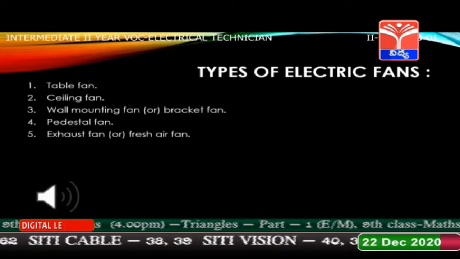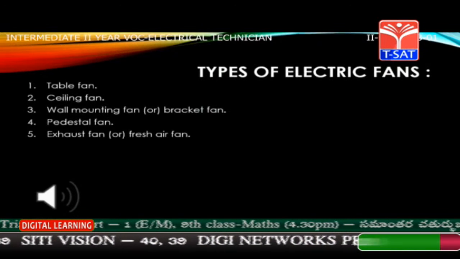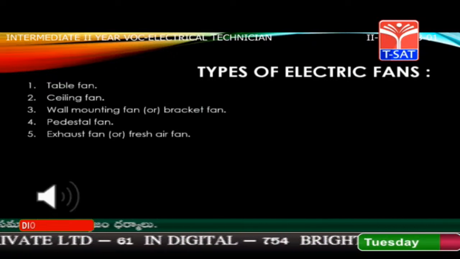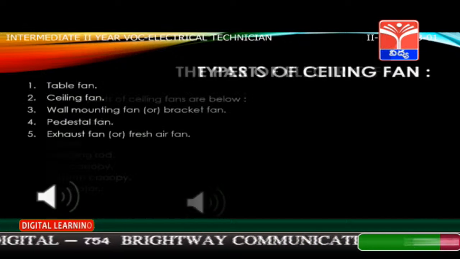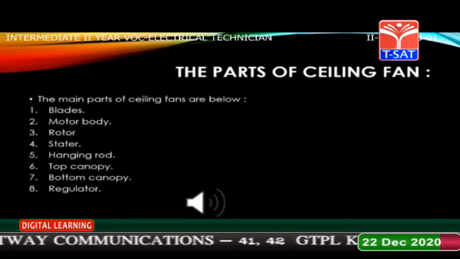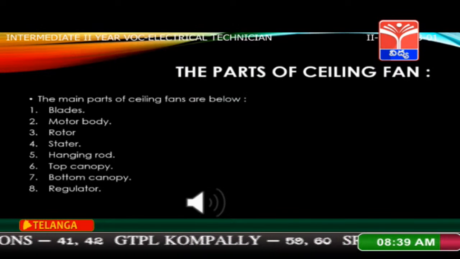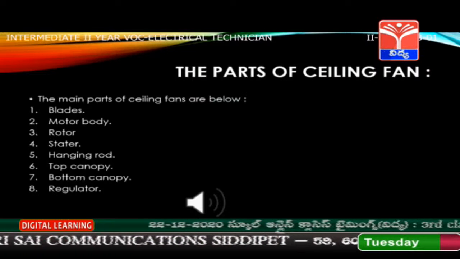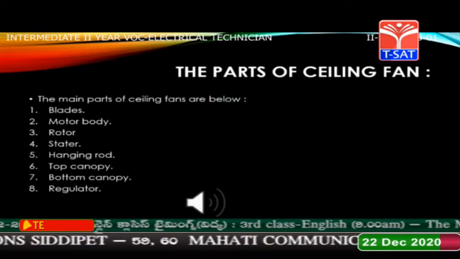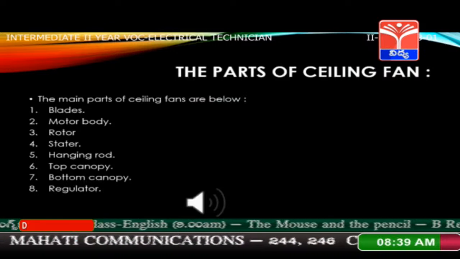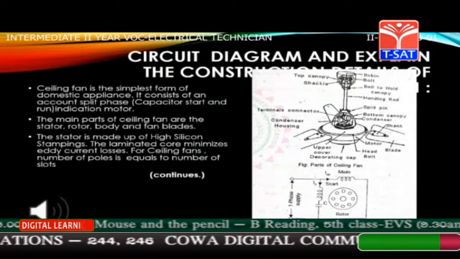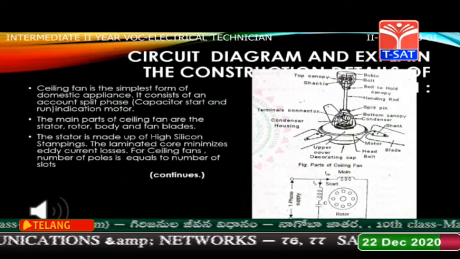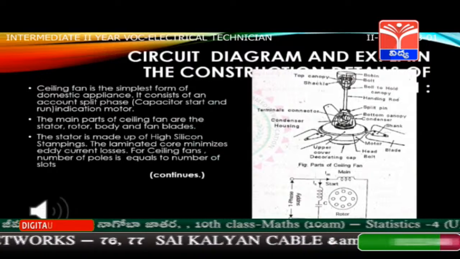Types of electric fans. 1. Table fan. 2. Ceiling fan. 3. Wall mounted fan or bracket fan. 4. Pedestal fan. 5. Exhaust fan. Parts of ceiling fan. The main parts are blades, motor body, rotor, stator, hanging rod, top canopy, bottom canopy, regulator. The figure shows the circuit diagram and construction of ceiling fan.